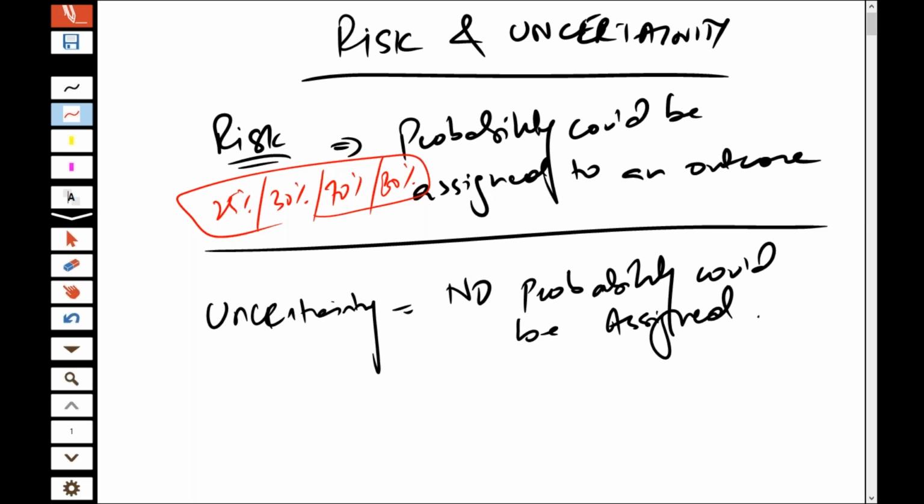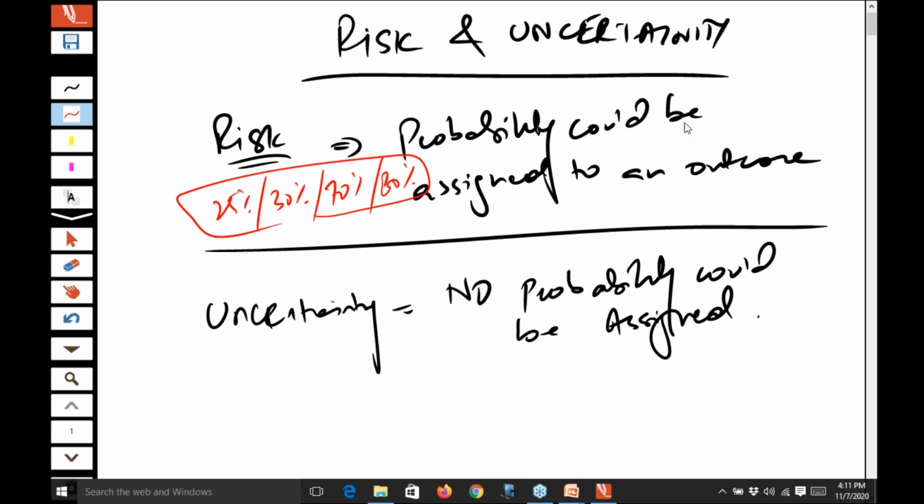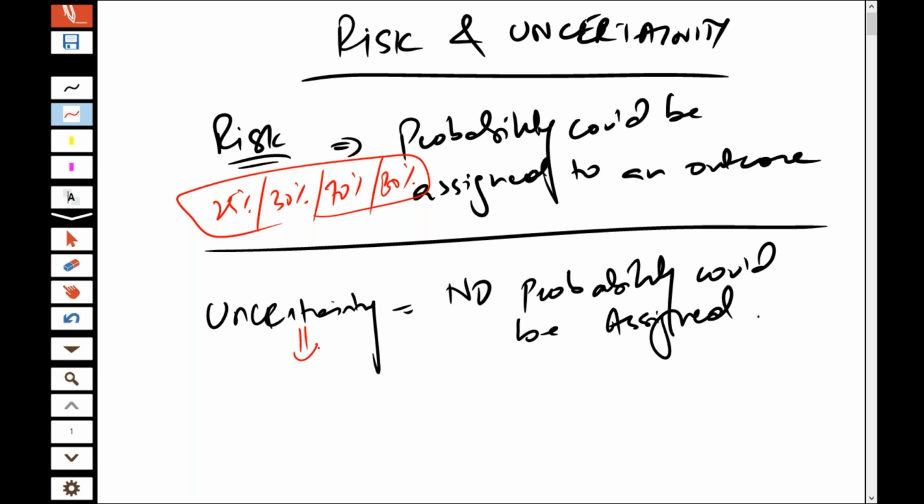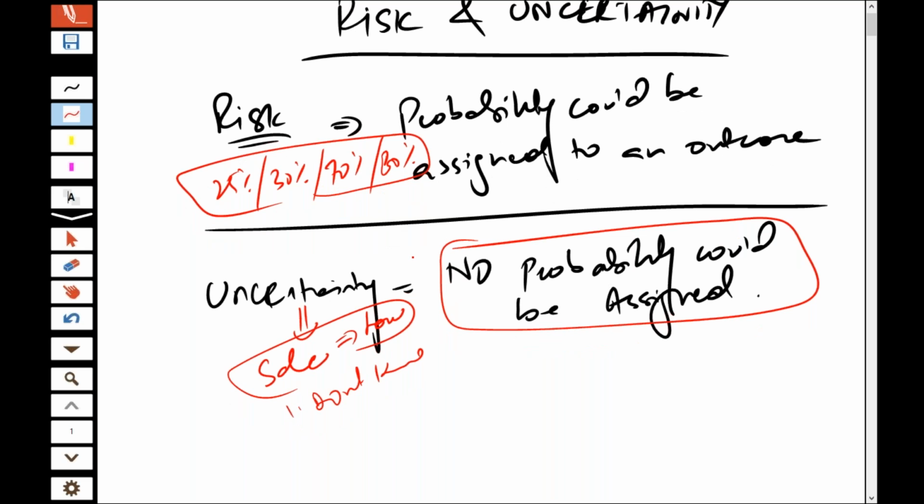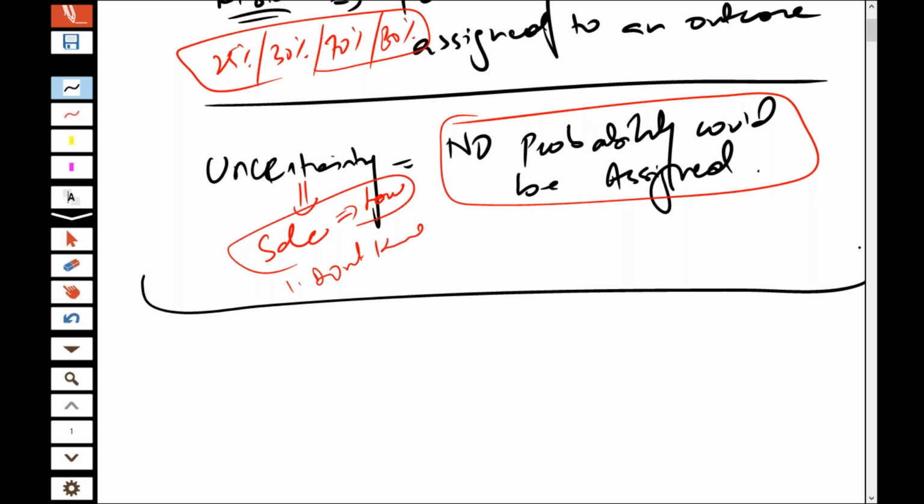The second thing that we discuss is uncertainty. Now, what exactly do we mean by uncertainty? Uncertainty is basically when no probability could be assigned. For example, if I ask you what is the likelihood that the sales are going to be low, you say, I don't know. Is there any chance that the sale is going to be low? I don't know. When you are facing such a situation, that means you are facing uncertainty.